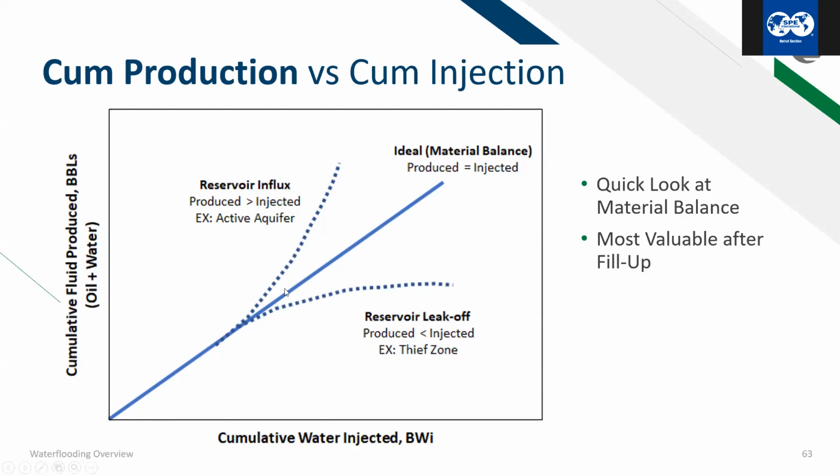If you start to concave up, then it means that you're getting flow from outside of what you believe is your reservoir, right? So you're getting influx from something like an active aquifer. You're producing more than what you inject. And then if you're concaving down, then you have reservoir leak off. And what that means is you're producing less volume-wise than what you inject. So either your injectors are not efficient, or you're losing volume into a thief zone or into an aquifer.